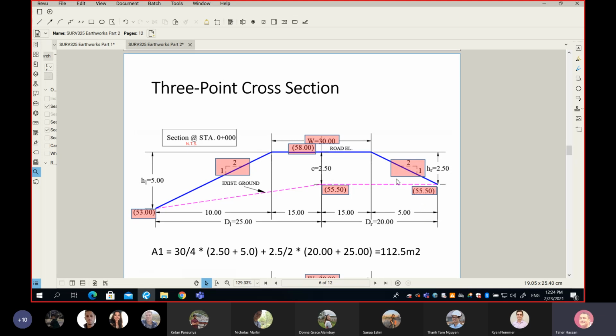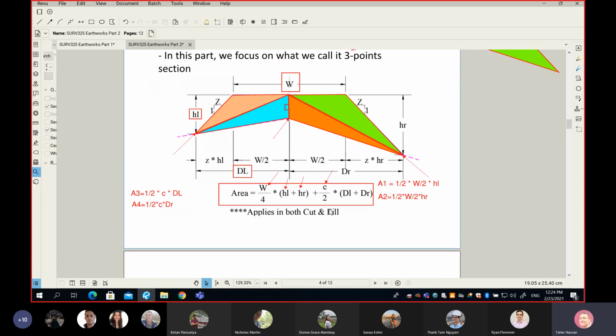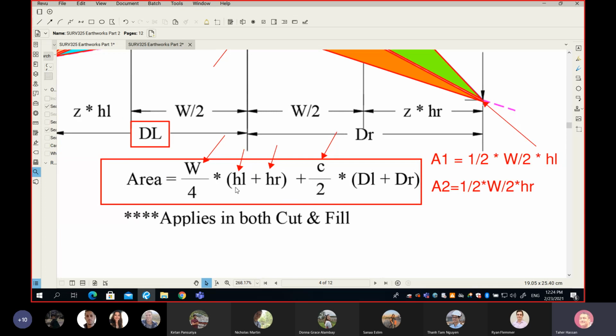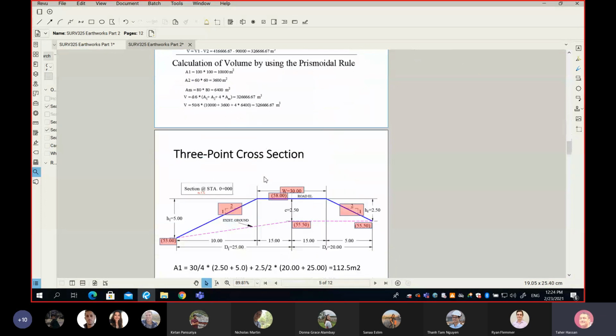Okay, I think I'm ready. As I mentioned before, please understand that everything in a box will be given to you, starting from the road width, the side slope, the road elevation, and then three points on the existing ground. Your job is to find the other parameters that you need to find the area. And let me remind you, how do we find the area? Please take a look at this equation here. What do I need? I need HL, I need HR, I need C, I need DL and DR. And I'll show you right now how we can find all such information.